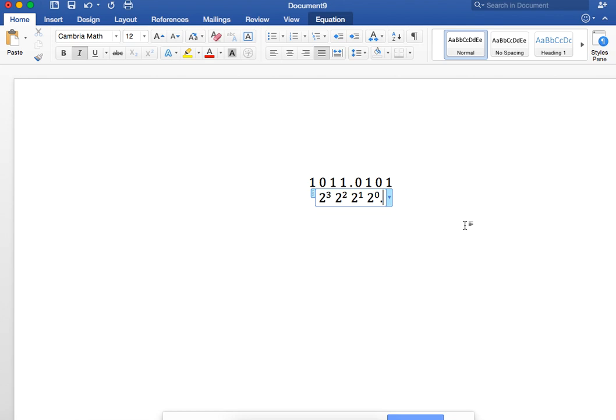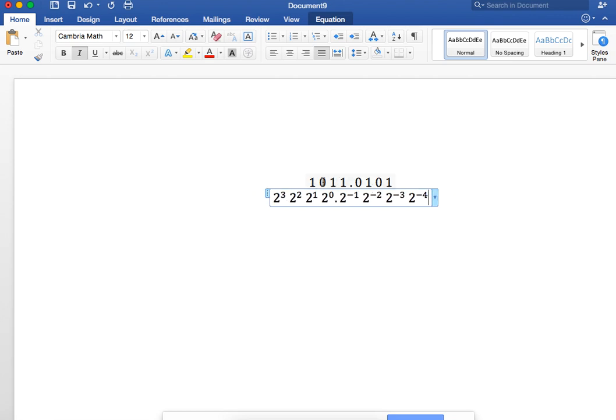After the decimal point, the first digit is 2 to the negative 1 power. The second digit is 2 to the negative 2 power, which is 1/4. The third digit is 2 to the negative 3 power, which is 1/8. Then the fourth digit is 2 to the negative 4 power.